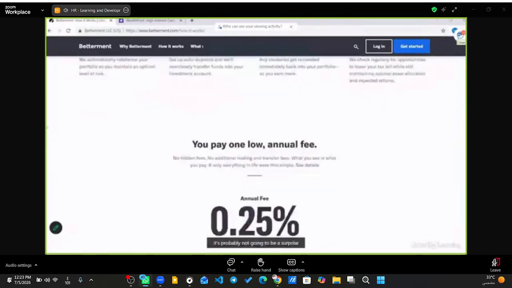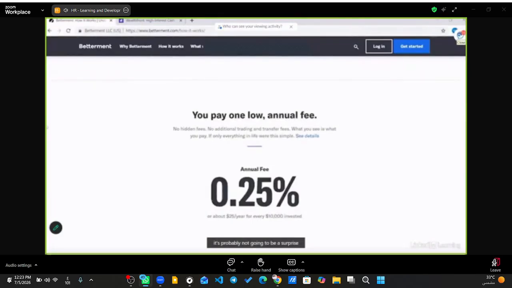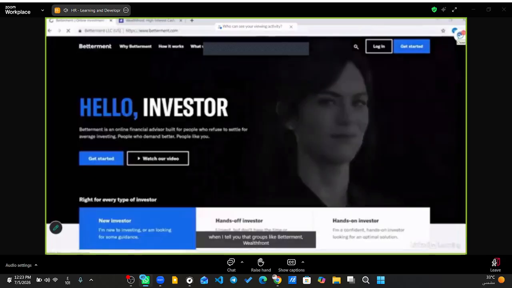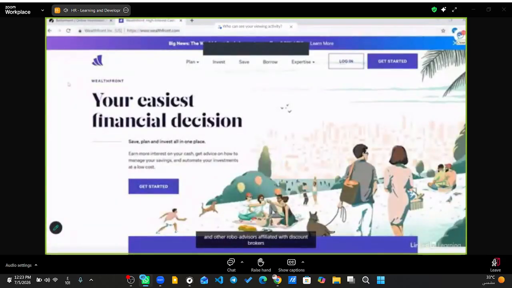Given how useful this is, it's probably not going to be a surprise when I tell you that groups like Betterment, Wealthfront, and other robo-advisors affiliated with discount brokers have expanded very rapidly over time. Go check out some of the brokers that are out there and see which one is right for you.